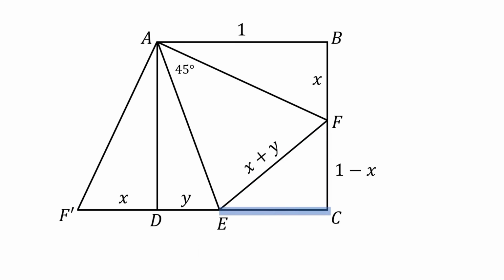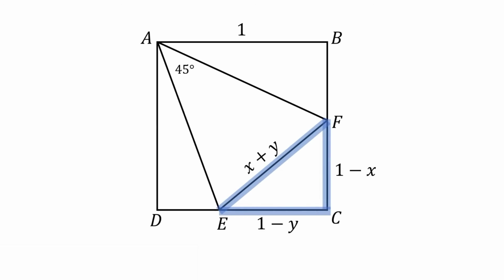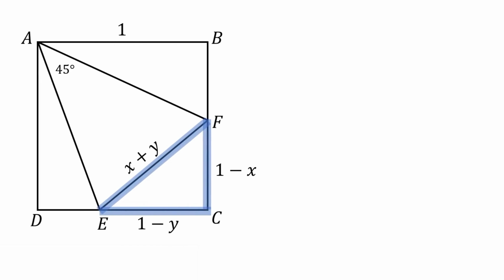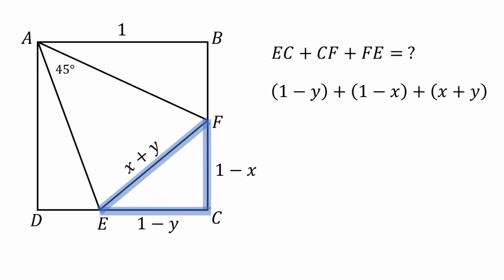Finally, EC will have a length equal to 1 minus y because the entire side DC has a length equal to 1. Now let's consider the perimeter of triangle ECF. It'll be equal to 1 minus y plus 1 minus x plus x plus y. We can cancel out the y's and cancel out the x's, and we're left with 1 plus 1, and that's exactly equal to 2, which is what we saw in the numerical approach. Amazing!